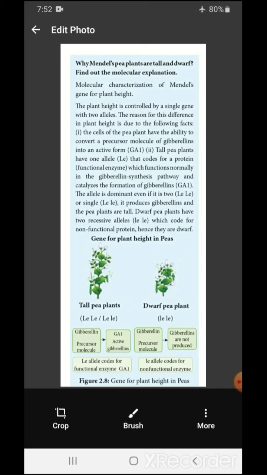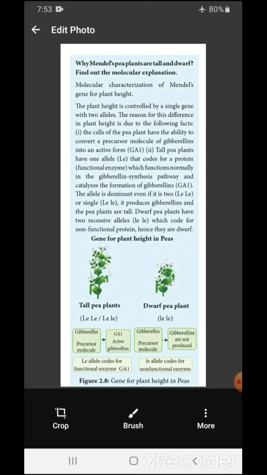First one, the cells of the pea plant have the ability to convert a precursor molecule of gibberellin into an active form, GA1. What do we know about gibberellin? It is a growth regulator. Already we know about auxin, gibberellin, cytokinin, ethylene, abscisic acid. Auxin and gibberellin are widely used for growth in plant height. So the height of the plant will be increased by using auxin and gibberellin.